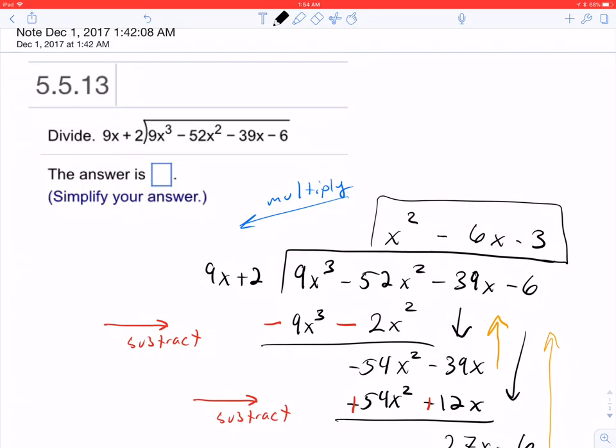To check something like this, you can multiply this answer, which is the quotient, times your divisor, which is the 9x plus 2, and we should get the dividend. So if you multiply this times your 9x plus 2, you should get the 9x cubed polynomial.